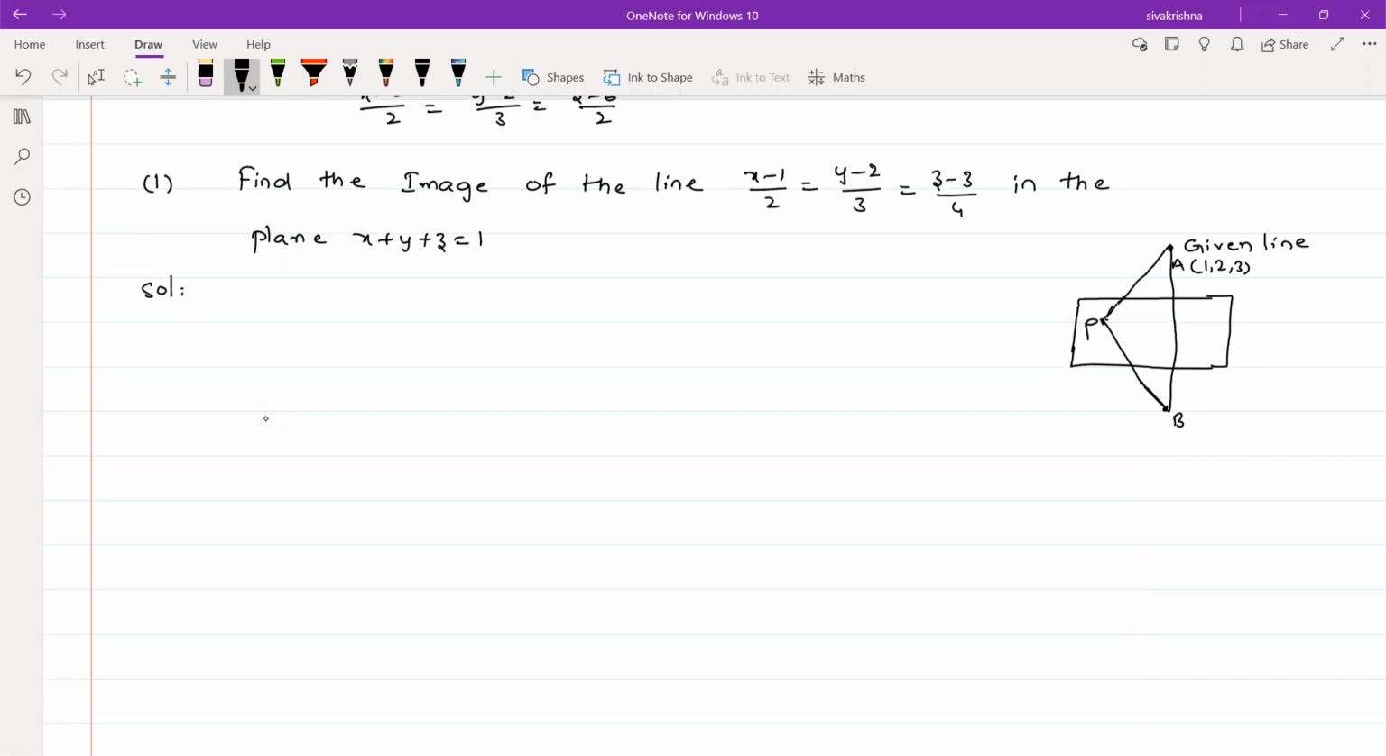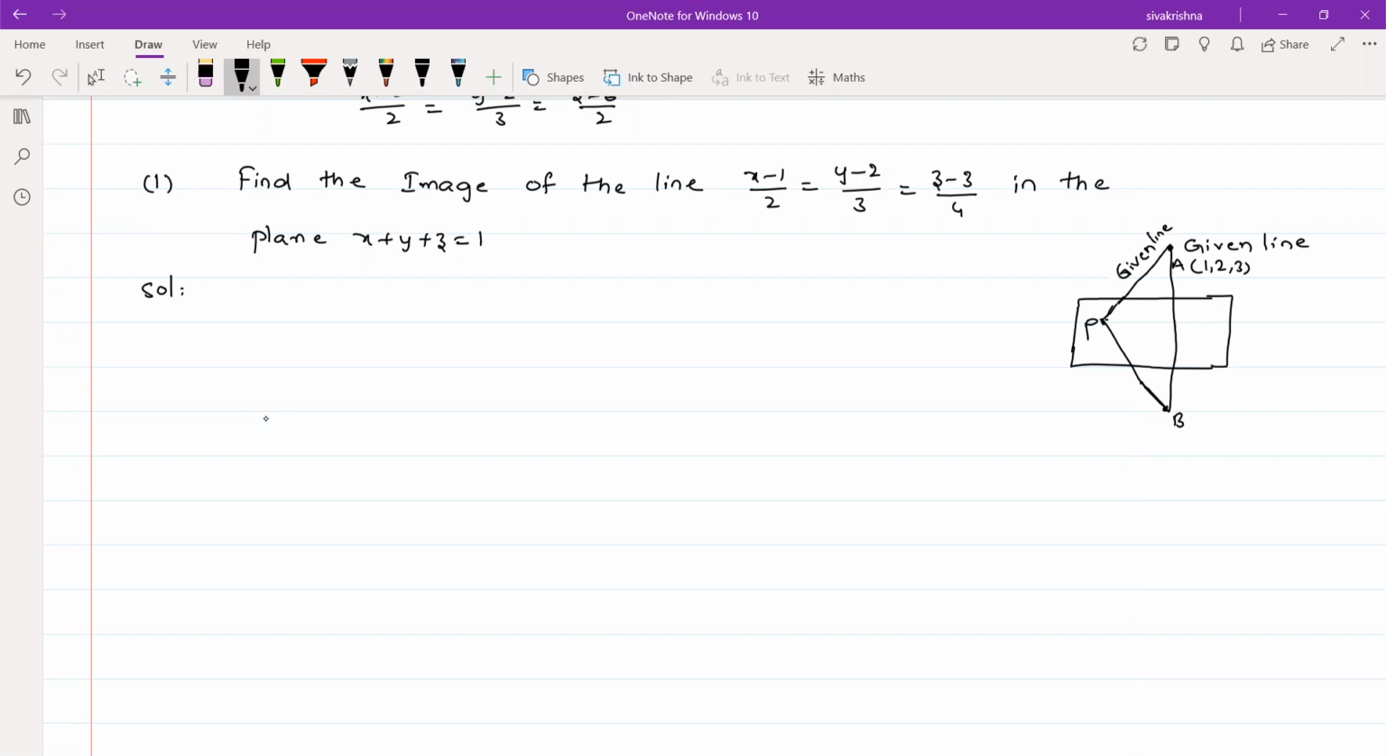So coming to our previous models, if you want to find the image of a point, it should be a point. Whereas in today's class, we have to find the image of the line. It means we have to find another line equation, the image of the given line equation. Coming to the diagram, if you observe, this is the given line.